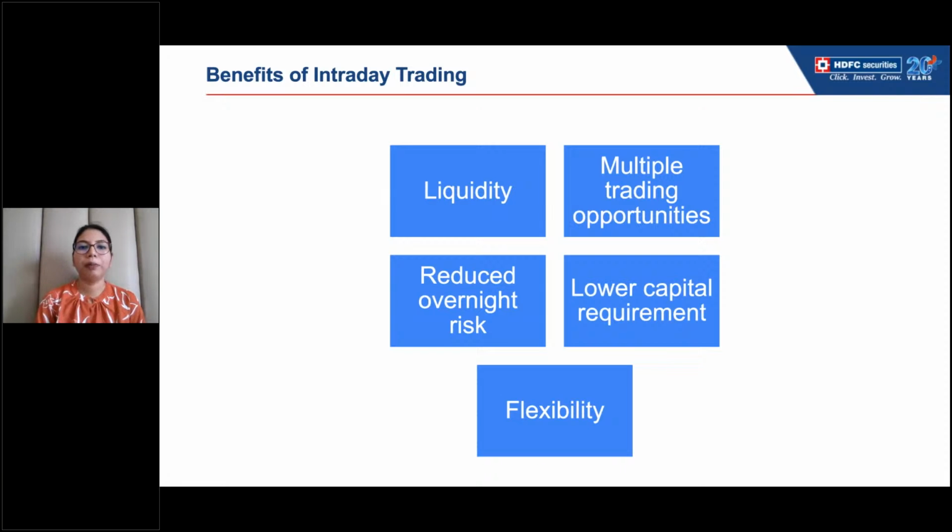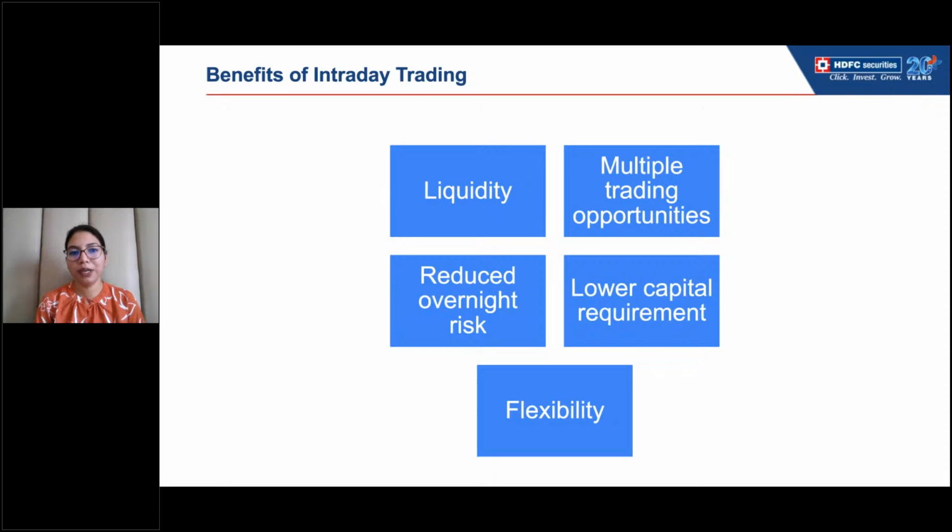Okay, so based on the time frame, if the time frame is very small, there will be multiple trading opportunities, correct? As compared to the positional trader, you are going to have multiple trading opportunities. Yes, of course, the targets or the momentum that you will capture will be shorter than with the bigger time frame.